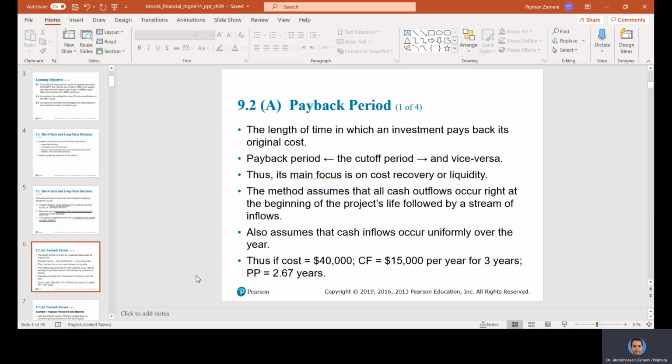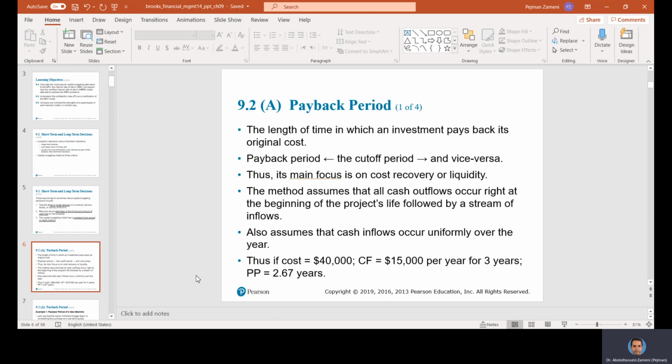Okay, right now we're going to see the payback period. The length of time in which an investment pays back its original cost. That's the definition of the payback period. It means how long it takes to recover the initial outlay. The management will decide on a cutoff period, maybe they want to get their money back in 2 years or 3 years, and then they can evaluate the project by this method. Thus, its main focus is on cost recovery or liquidity.